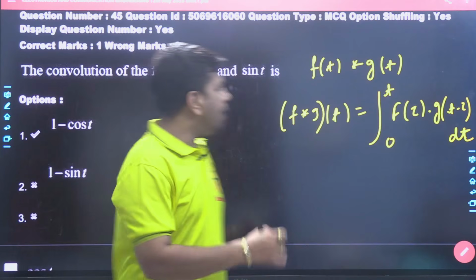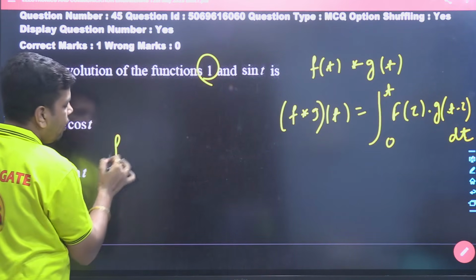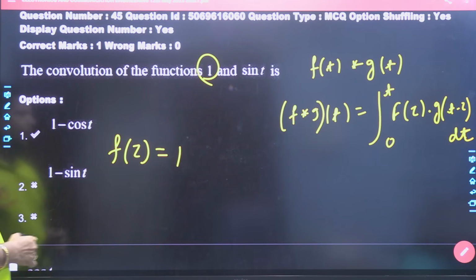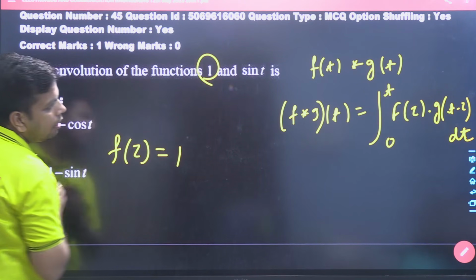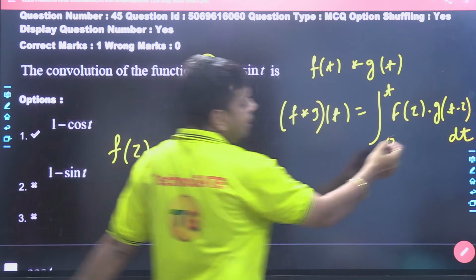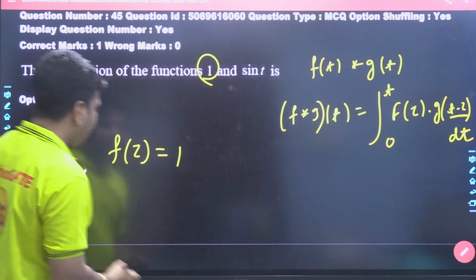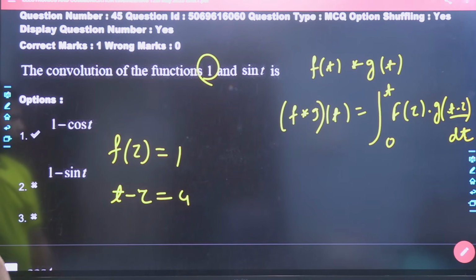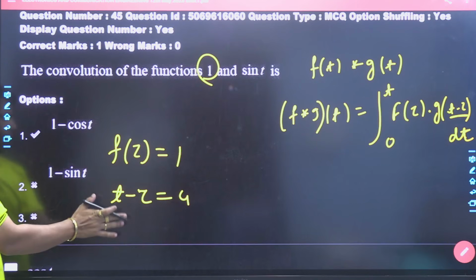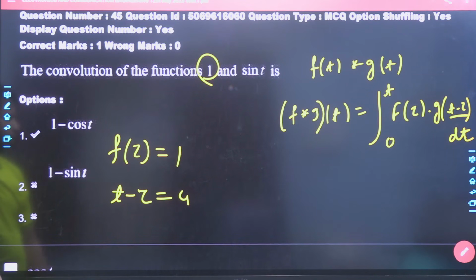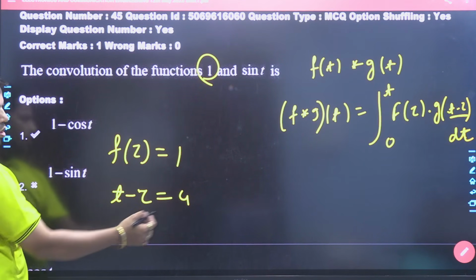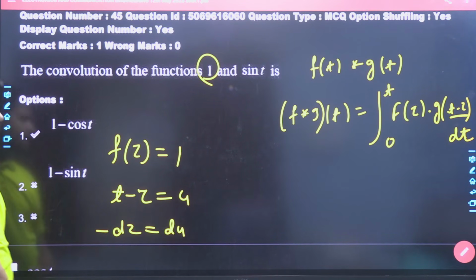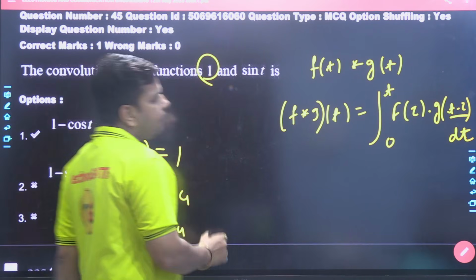Since it is given that the first function f(tau) is equal to 1. Okay, and for the second one, can we put t minus tau is equal to u? If we are going to differentiate this, so minus d tau equals du.